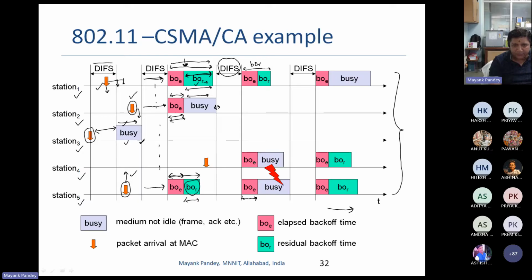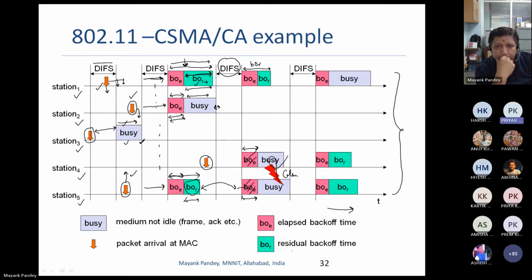But in between station 4 also came, which got this contention period from the contention window. It is the same as the residual time of 5. Unluckily, they both are the same and it will result in a collision. So this keeps on happening. There would be collision, there would be avoidance of collision, and the channel is getting utilized. Any questions here?